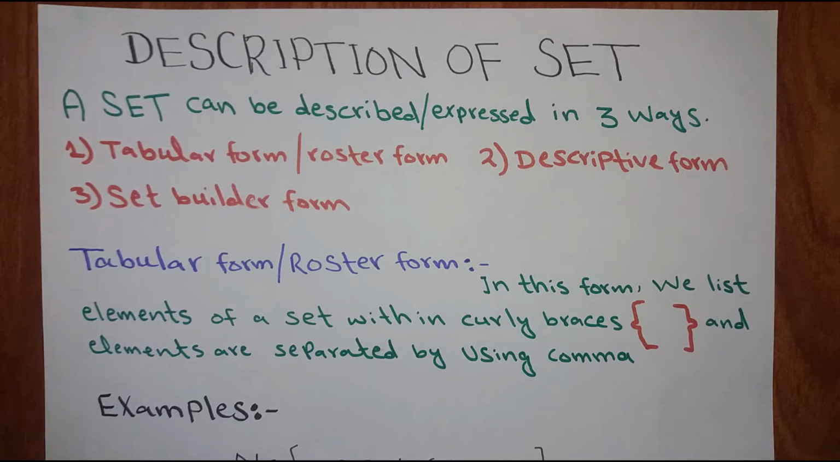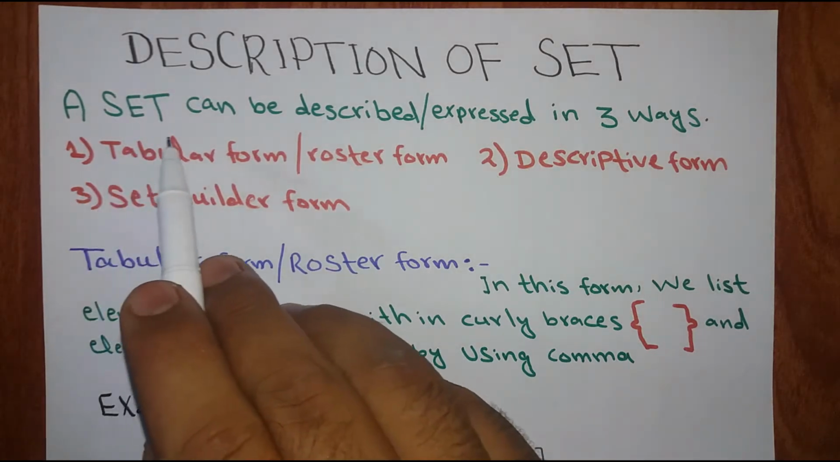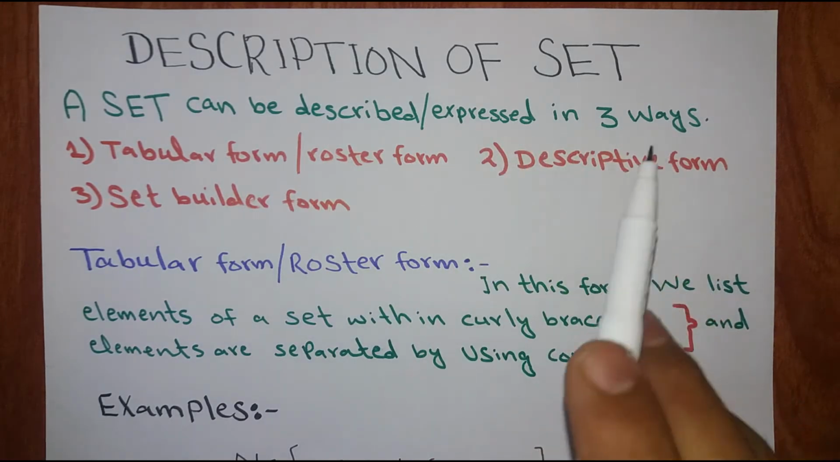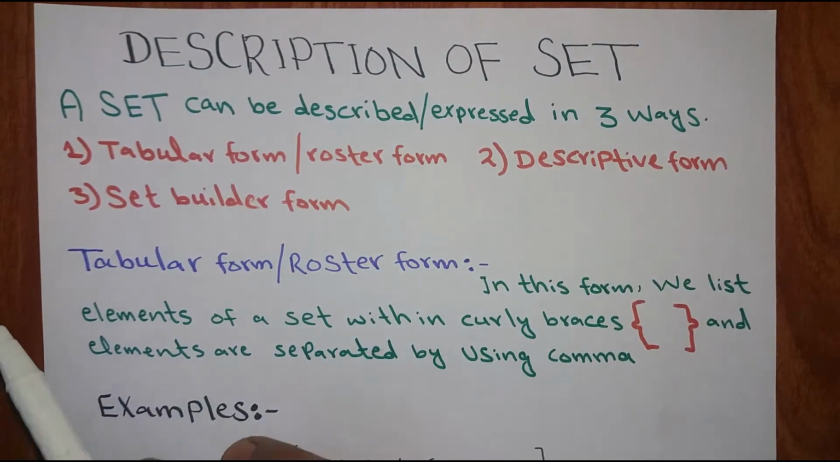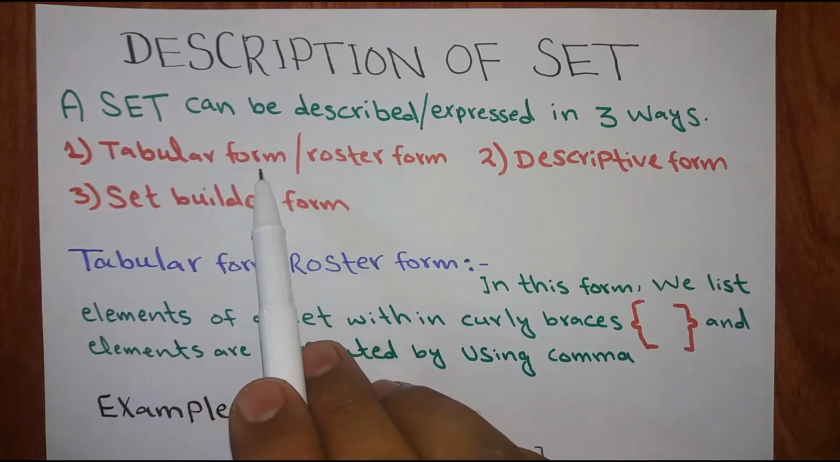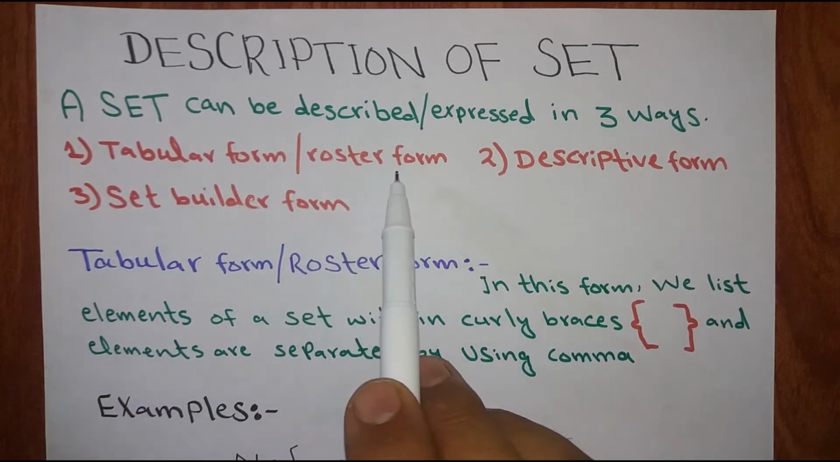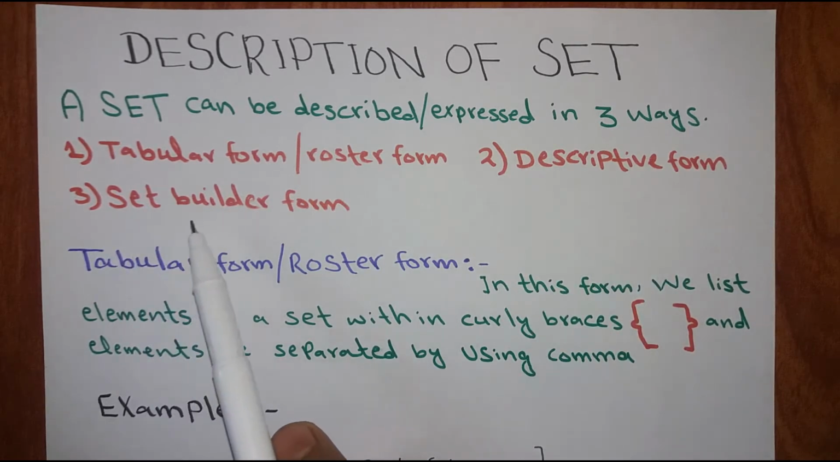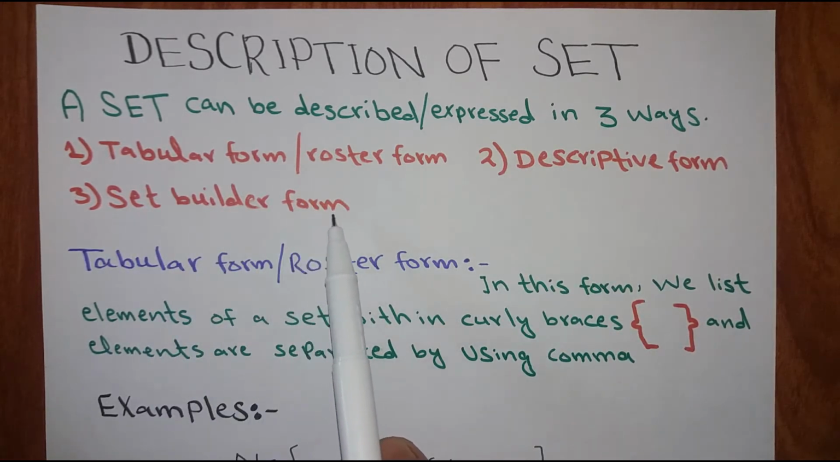In this video, we will learn how to describe or express a set. A set can be described or expressed usually in three ways. These ways to describe or represent a set are: number one is tabular form or representation. It is also called roster form. Number two is descriptive form. And number three is set builder form or notation.